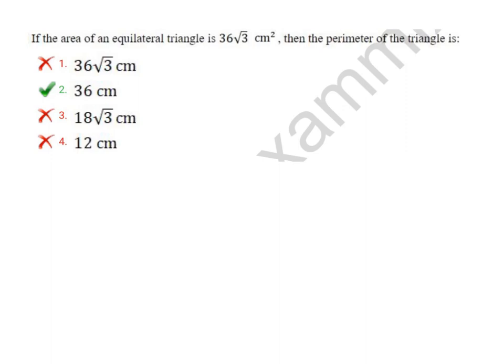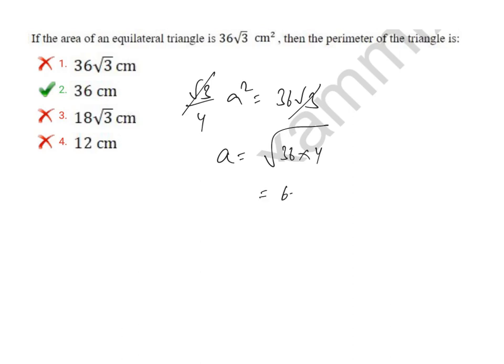Area of an equilateral triangle. We know equilateral triangle area is root 3 by 4 a square, which is equal to 36 root 3. Anyway, root 3 cancels. A is equal to root under 36 into 4, that is 6 into 2, 12. So the perimeter is asked. Perimeter is 3 times the side, that is 12 into 3, 36 centimeter. That's a silly one. Next.